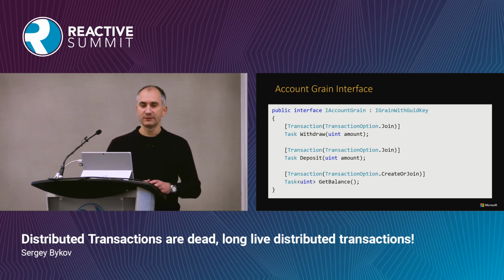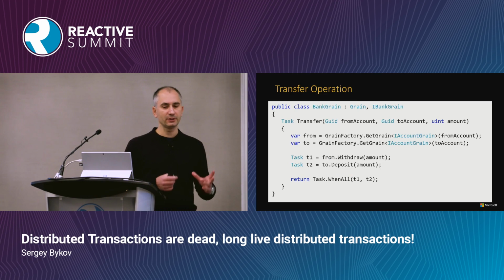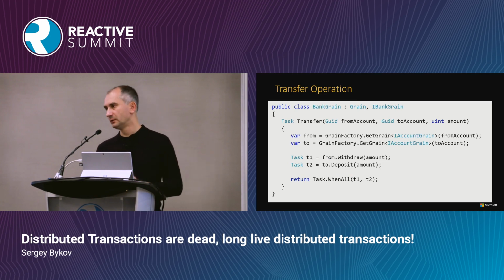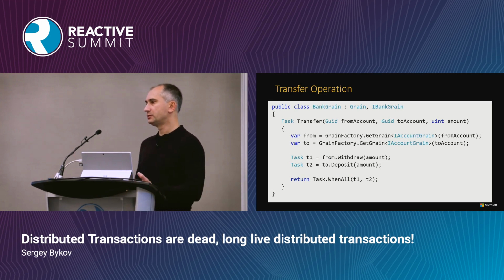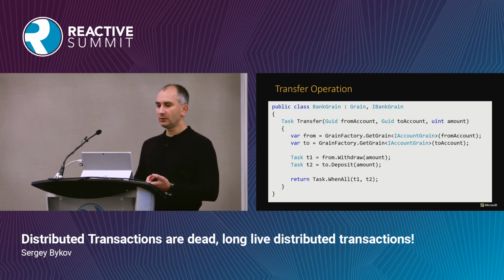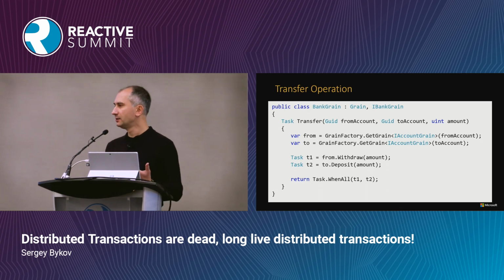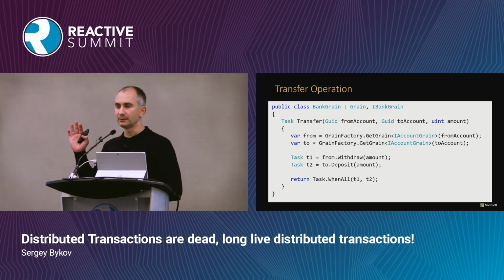And the implementation of the transfer operation on the BankGrain is really like 5 lines of code. So we get references to account grains. We make calls to withdraw and deposit, and those calls, being asynchronous, return a task. Who knows what a task is in .NET?